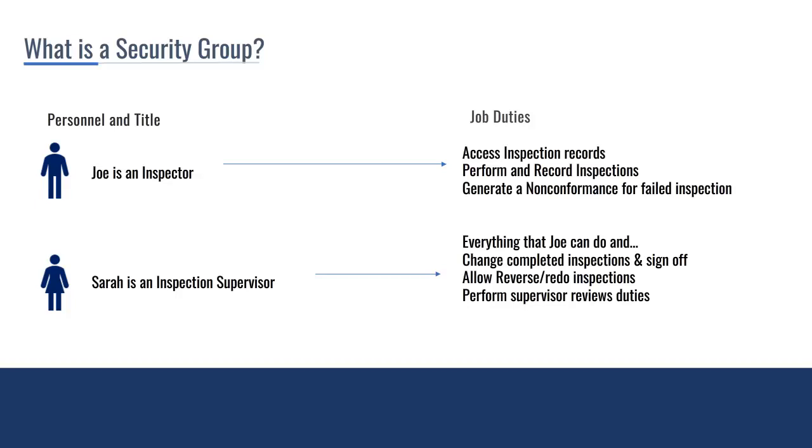In this example, inspector responsibilities would include a need to access inspection records, perform and record inspections, and generate nonconformances. An inspection supervisor would need to do everything an inspector does, plus additional responsibilities like reversing or changing completed inspections. By creating and configuring a security group with inspector permissions and another security group with inspector supervisor permissions, this administrator can limit user actions based on those security groups.